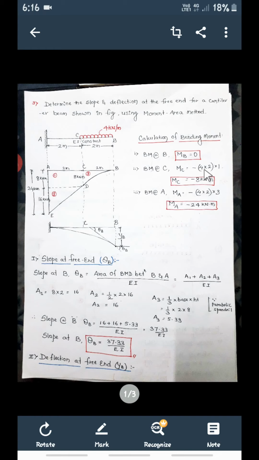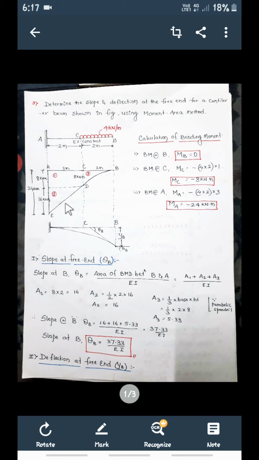So using these ordinates, draw the bending moment diagram. First calculate the bending moment, then draw the bending moment diagram. Now draw the base A, C and B. So this is beam ACB. Then show the bending moment ordinates. Moment at B is 0. Then moment at C is minus 8; minus means below the baseline, it is 8 kilonewton meter. Then moment at A is minus 24; minus means again below the baseline, so this will be 24 kilonewton meter.